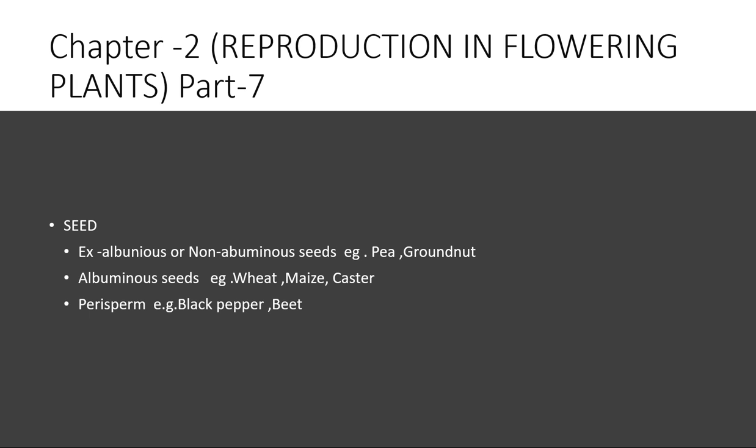And the second type is albuminous seeds. Albuminous seeds retain a part of the endosperm. It is not completely used up during embryo development. For example, wheat, maize, barley, castor, etc. Now, in some seeds such as black pepper, beet, etc., remnants of the nucellus are also persistent. This residual persistent nucellus is called the perisperm.